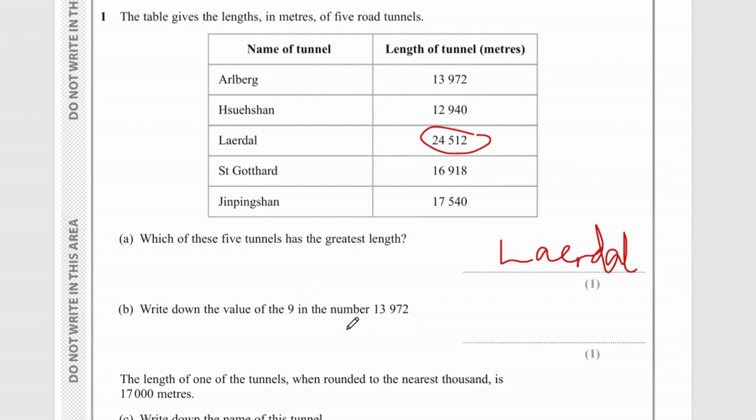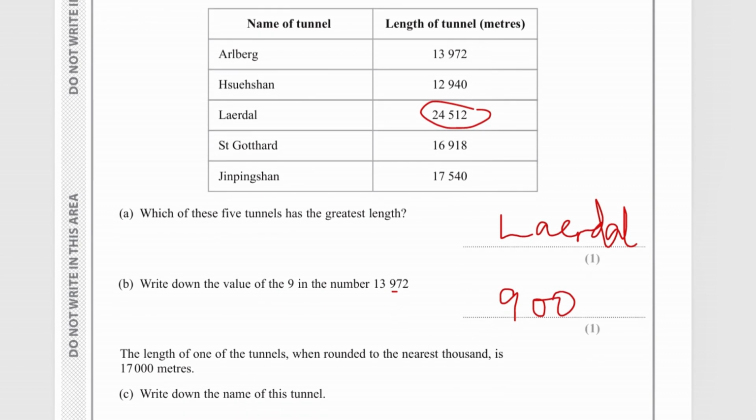Write down the value of 9 in this number. So this is simply 900s. Most of you can do that. Then the third one: the length of one of the tunnels when rounded to the nearest thousand is 17,000. Write the name of this tunnel.